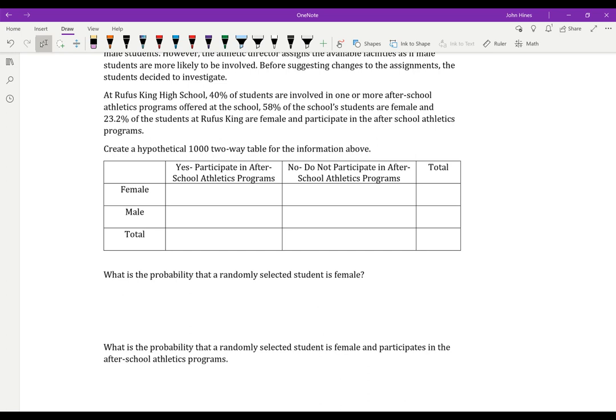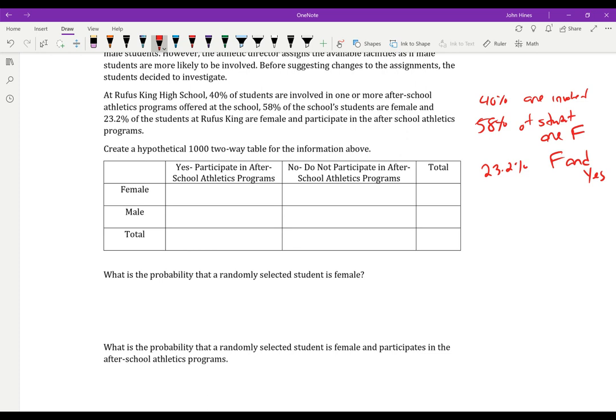At Rufus King High School, 40% of the students are involved in after-school activities. So 40% are involved. That's out of everyone. 58% of students are female. And 23.2% of everybody are female and do after-school activities.